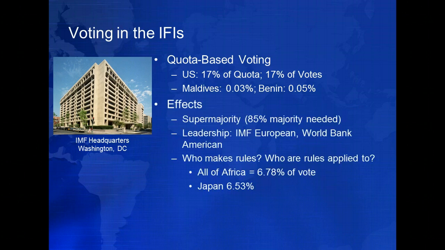This system has three important effects. First, because the IMF and the World Bank operate on the basis of a supermajority vote, large stakeholders like the United States and the European Union are effectively granted veto power over the decisions of the organization.